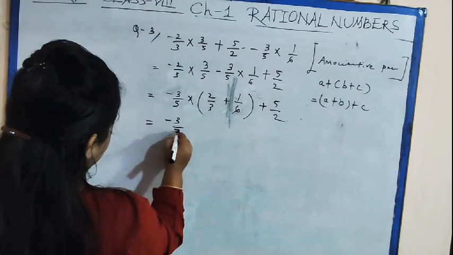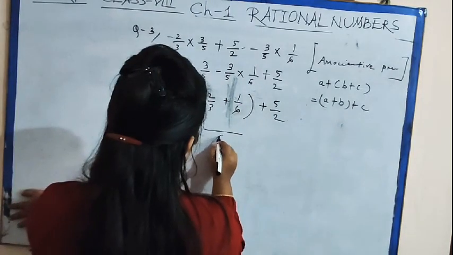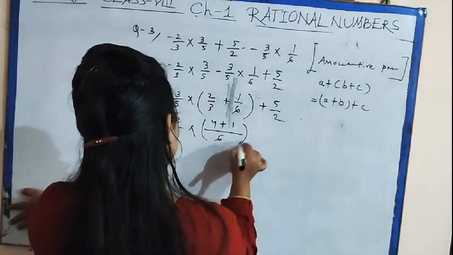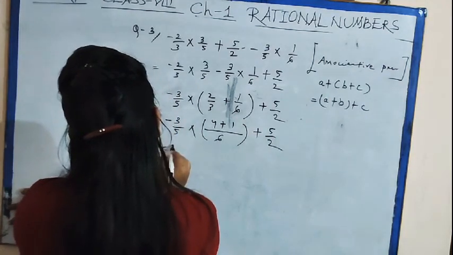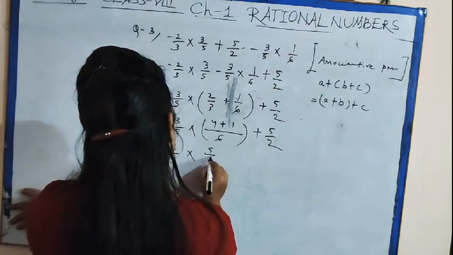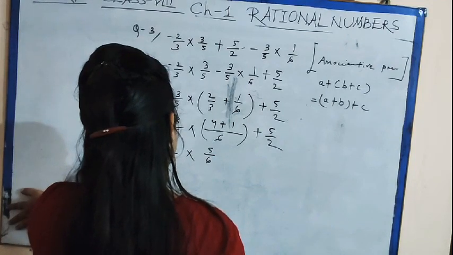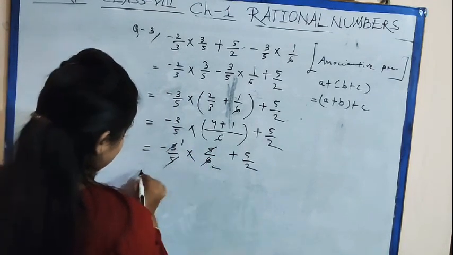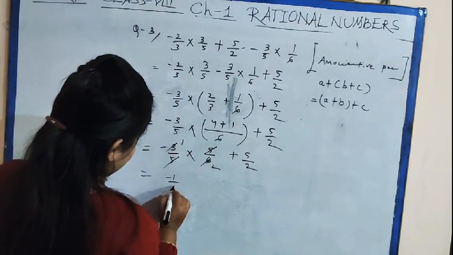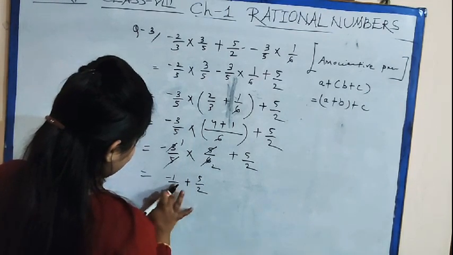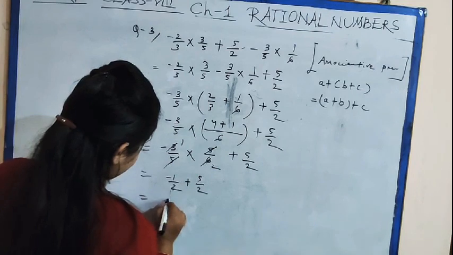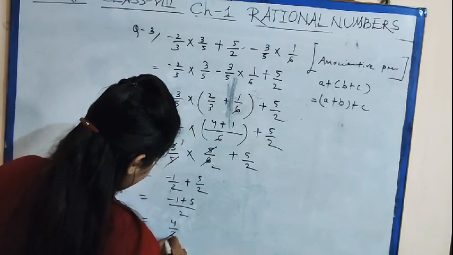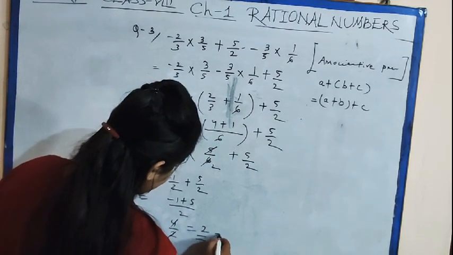Then now you solve the bracket. 3, 6, LCM is 6, and this is 4 plus 1, so minus 3 by 5 multiplied by 5 by 6 plus 5 by 2. 5 cancels, and 3 goes once, 6 goes twice. So minus 1 by 2 plus 5 by 2. Okay. So minus 1 plus 5 by 2, that is equal to 4 by 2. Again you cancel it, that is equal to 2 or 2 by 1.